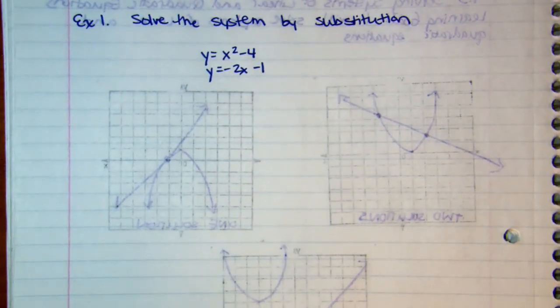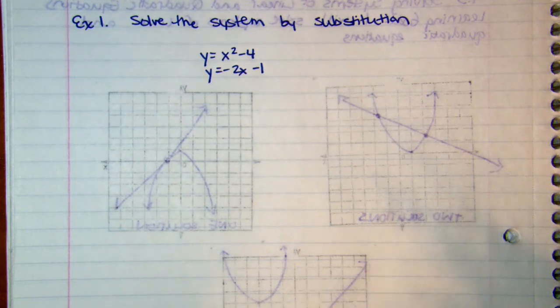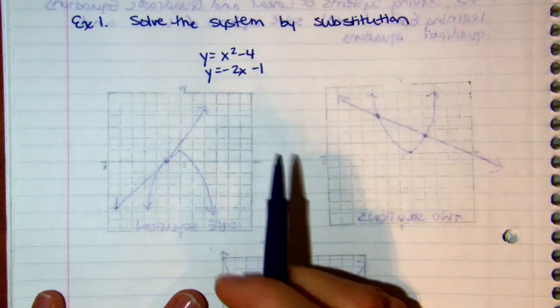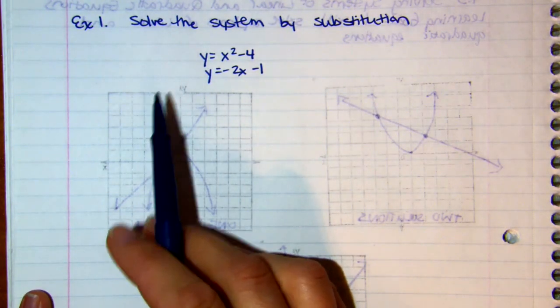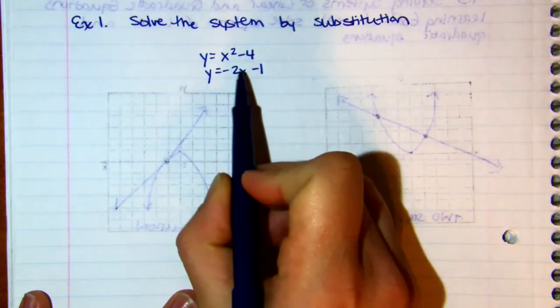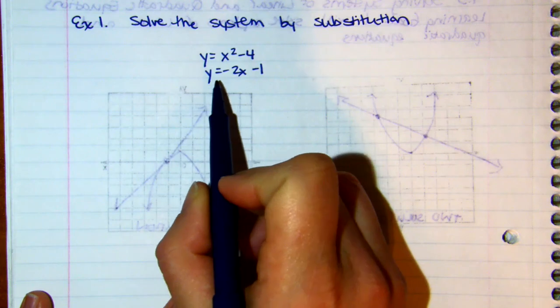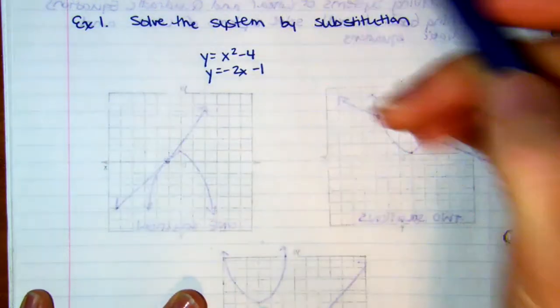For our first example, we want to solve using substitution. In the homework, you are told what to do. For all of them, you're told to do substitution or elimination, so that makes it pretty easy to decide which method to use. In this case, we have y equals x squared minus 4, and y equals negative 2x minus 1. We want to solve this using substitution.